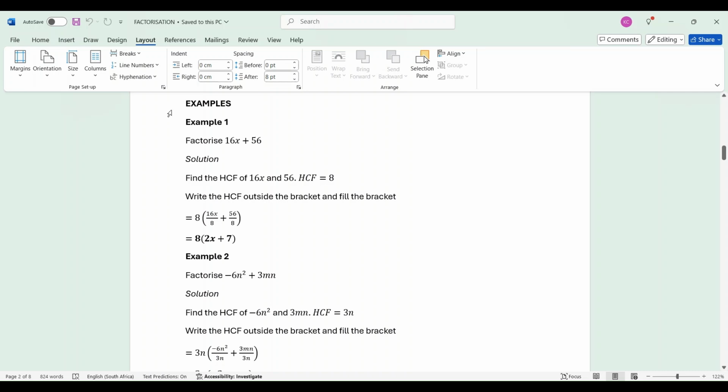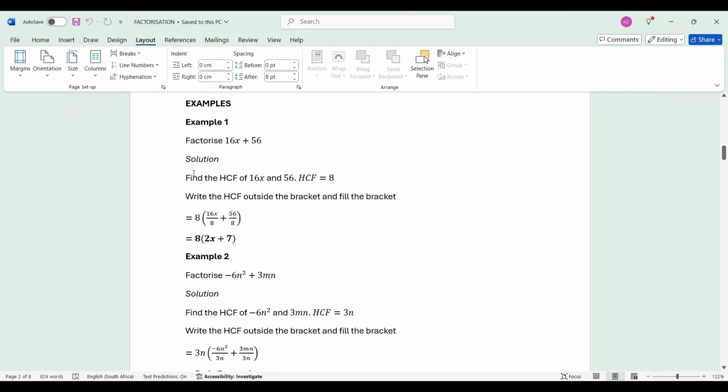Good morning. Today we are going to be tackling factorization by taking out common factors. If you check here, we are required to factorize 16x plus 56. So we have to identify the highest common factor of 16x and 56. So in our previous exercises, we determined how to calculate the highest common factor.